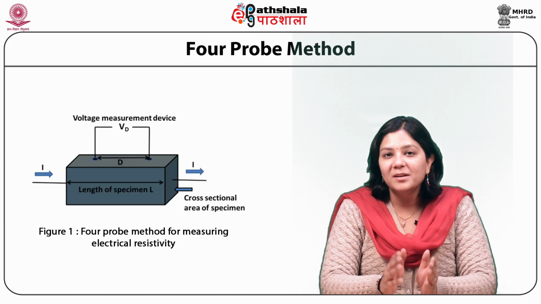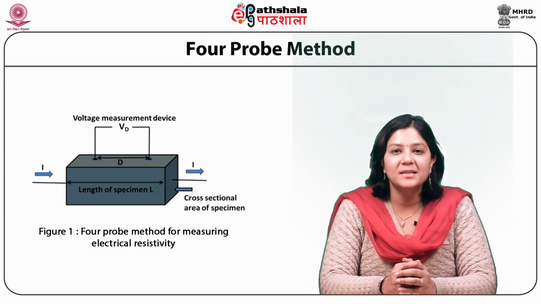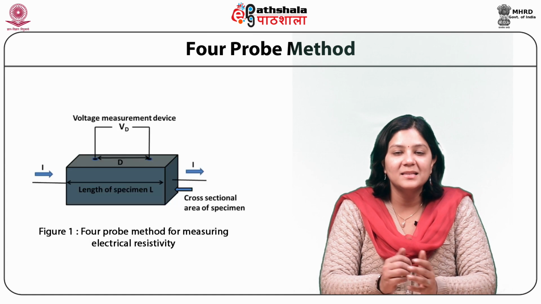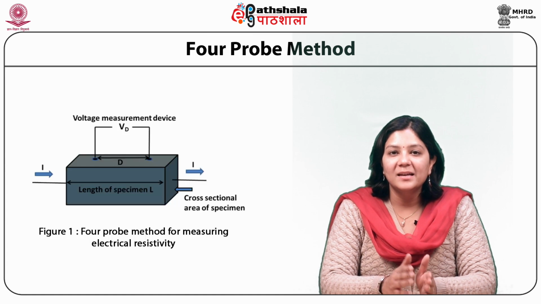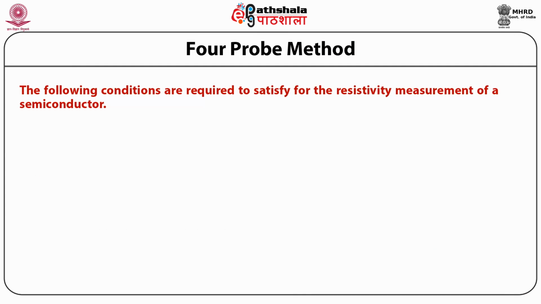A sample voltage of the order of a few microvolts might develop across the sample, thereby adding signal noise and increasing the error. This error can be reduced by shielding the cables, single point grounding, etc. The following conditions are required to satisfy the resistivity measurements of a semiconductor. First, the material possesses uniform resistivity in the measurement area.